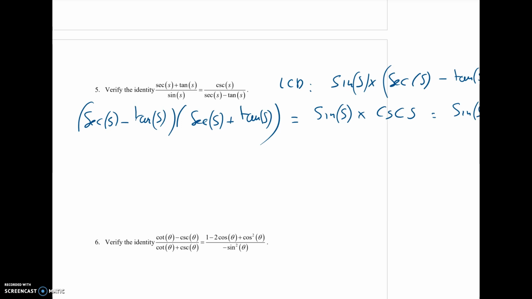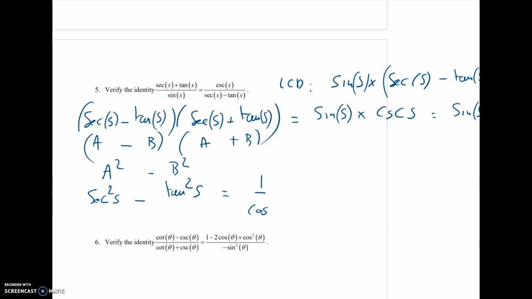So what do I have right here? I have basically (A minus B) times (A plus B), and I know it's equal to A squared minus B squared. Therefore, it's going to be equal to sec squared of the angle s minus tangent squared of the angle. What is sec? Well, sec is 1 over cosine. So 1 over cosine squared of the angle s minus, and I'm going to express the tangent in terms of sine and cosine, sine squared of s divided by cosine squared of the angle s.